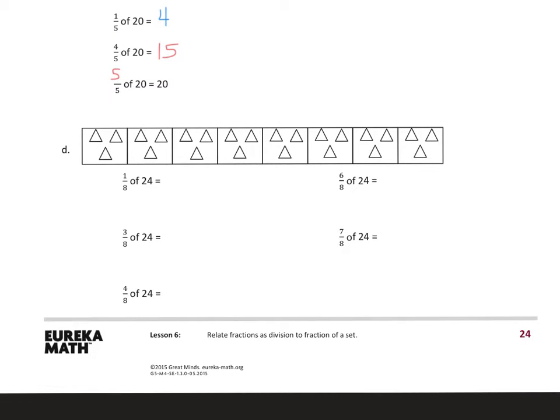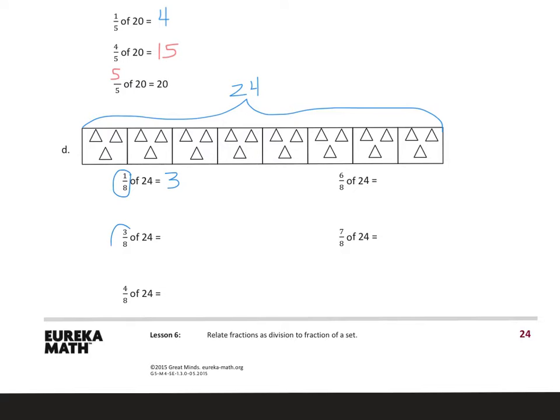All right, let's look at 1D. We're going to say, okay, what is the whole? What is all of these triangles? How many triangles do we have here? Well, we have 24. It looks like we have 8 pieces because they're broken up into 8s, and there's 7 lines to give us 8 pieces. How many are in just 1/8 of 24? Well, that would be 3 triangles.